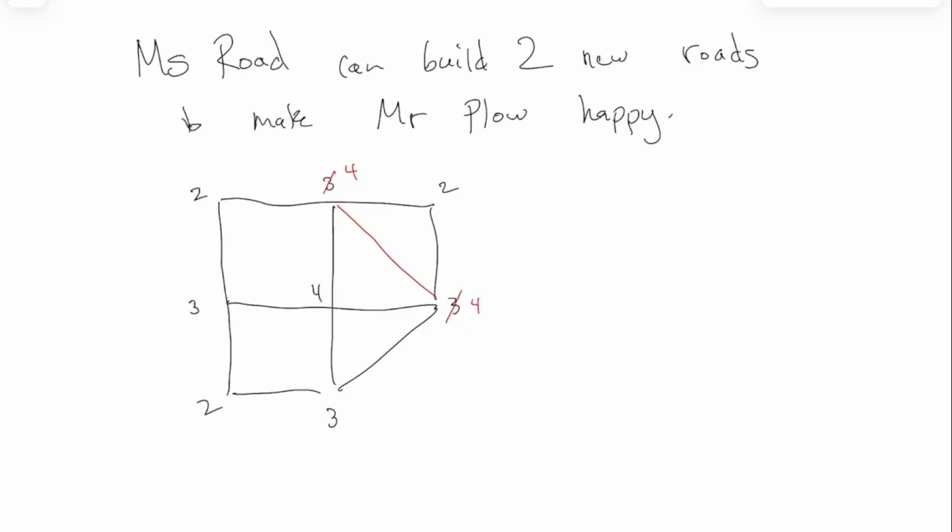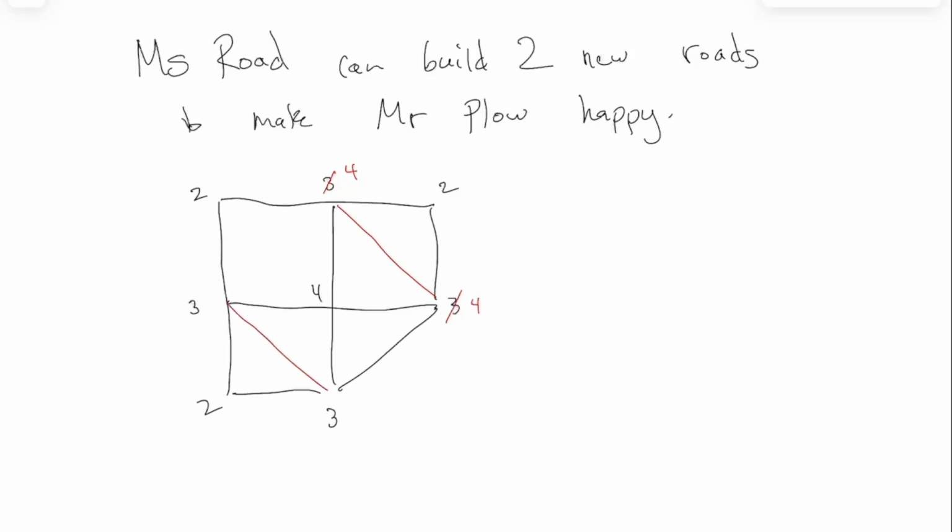Can anyone suggest where you could add 1 more road to make it so that you can actually drive the plow across every road with no repeats and starting and ending at the same point? Anyone, can anyone suggest where I should put in another road? Yeah, another diagonal connecting the 2 remaining 3s.